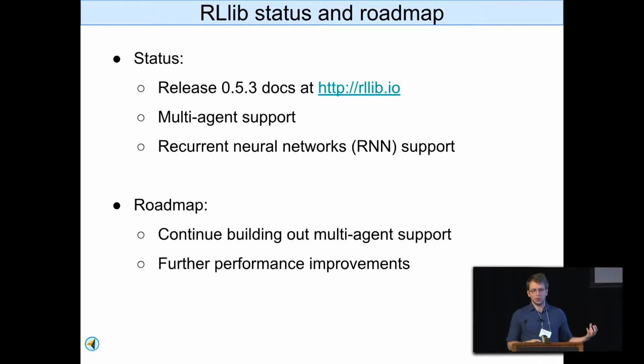RLlib is also open source and is included as part of the Ray release. In the last release, we've added support for multiple agents and recurrent neural networks. In the future, we are going to continue building our multi-agent support and push out further performance improvements to enable users to push the boundaries of what reinforcement learning algorithms can do.